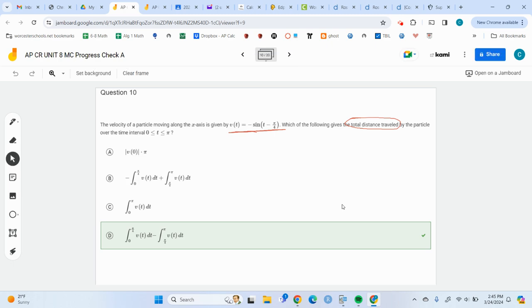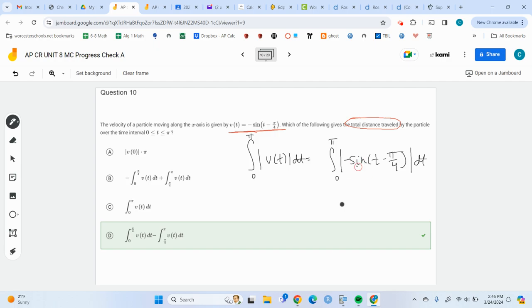There we go. Okay, in order to get total distance traveled, I know that I need the integral from a to b, which would be from 0 to pi, of absolute value of velocity. If I didn't have absolute value, it would just be displacement. So this is going to be the integral from 0 to pi of negative sine of t minus pi over 4 dt. So the thing is, this is by hand. There's no calculator on this one.